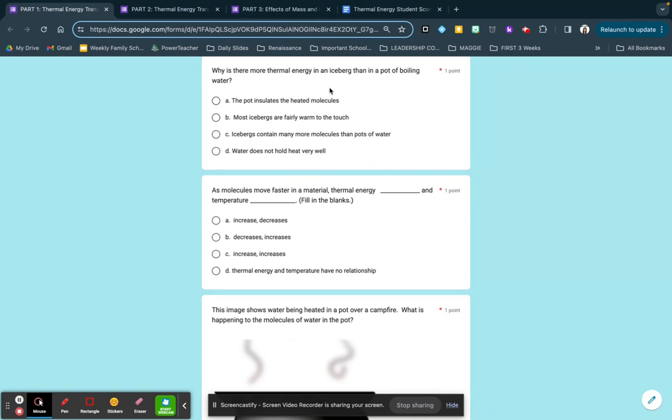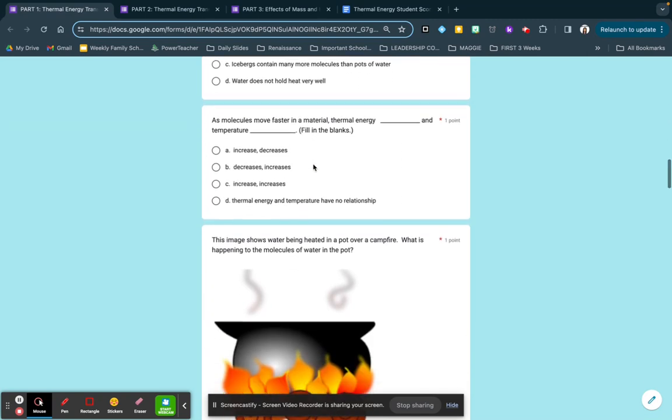So what's the reasoning behind an iceberg having more thermal energy? Because the pot insulates the water, most icebergs are fairly warm, icebergs contain many more molecules than that pot of water, or water does not hold heat very well.